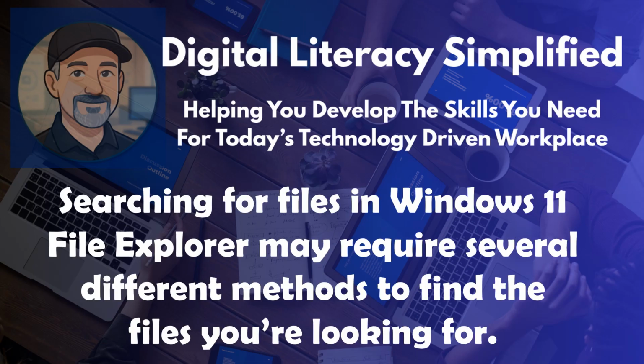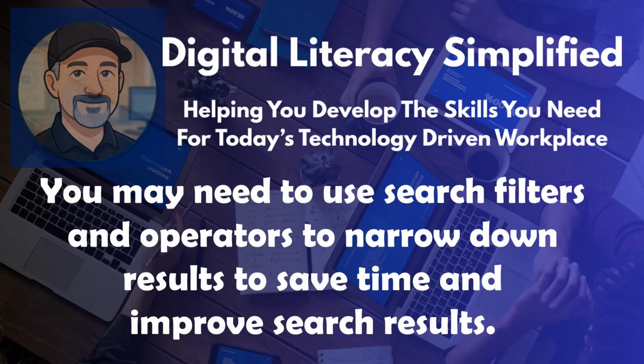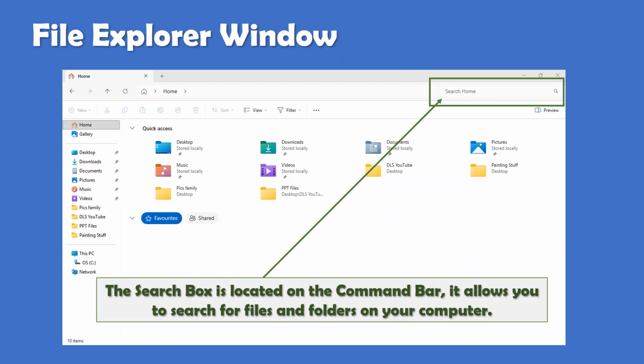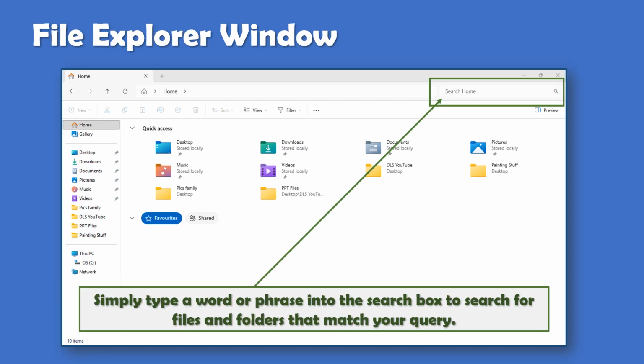Searching for files in Windows 11 File Explorer may require several different methods to find the files you're looking for. You may need to use search filters and operators to narrow down results to save time and improve search results. The search box is located on the command bar. It allows you to search for files and folders on your computer. Simply type a word or phrase into the search box to search for files and folders that match your query.